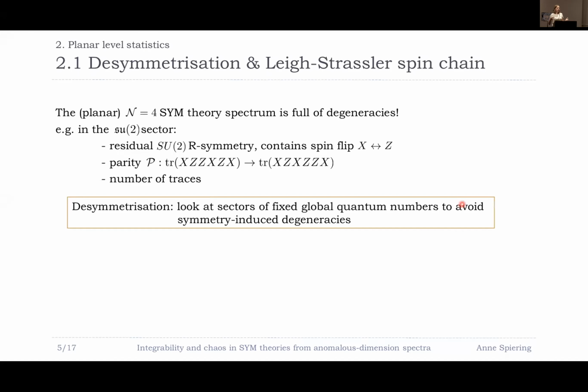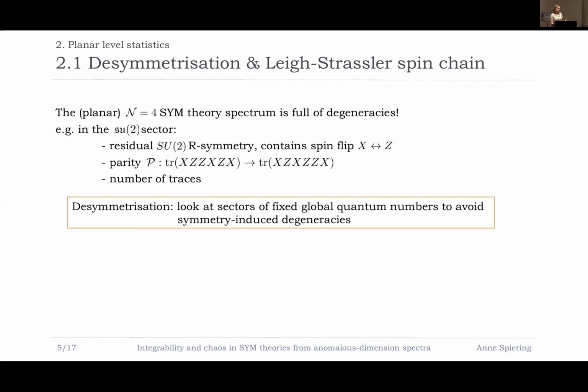And for this, you just look at sectors of fixed global quantum numbers. So for example, if you want to avoid those SU(2) symmetries or degeneracies, you would only look at primary operators. If you want to avoid parity, then we would form states of definite parity and, for example, only look at positive parity states. And to avoid these degeneracies, we would only look at single trace operators.